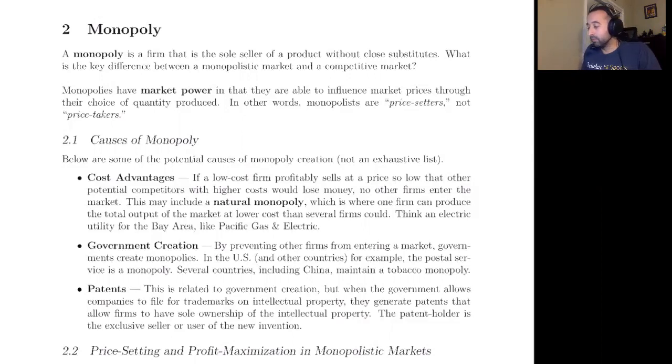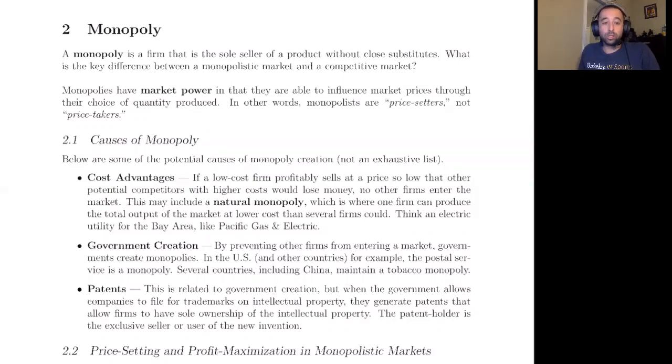What's the key difference, given this definition, between a monopolistic market and a competitive market? Well, monopolies have market power. Market power in this context means that a monopoly is able to influence market prices through the quantity that they choose to produce. While a firm in a competitive market is a price taker, taking prices as given for their output, a monopolist is a price setter, because the quantity the monopolist chooses to produce is going to have an impact on the price of the product in a market. We'll show that graphically and analytically in the next set of videos.